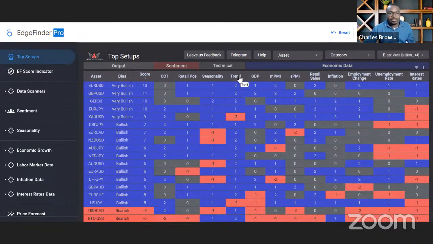Then we're looking at trend. What is a trend? Trend is agreeing with the market. That means bullish. What is the GDP? That means gross domestic product of these currencies. Does it come together to add to the value of the market going up? Then we have the PMI, the minor PMI and the secondary PMI. We have the retail sales, retail sales based on the rates. We have inflation rate, unemployment change and unemployment rate, and interest rate.